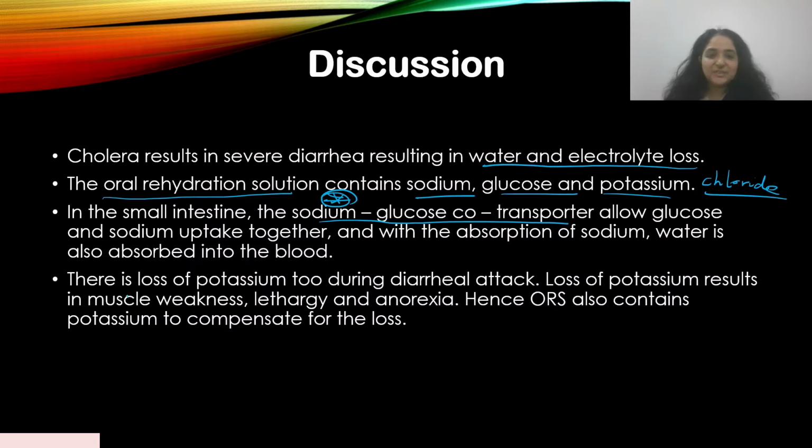All right. So there is a loss of potassium too. Okay. Now potassium also plays a very important role in nerves, right? So during diarrheal attack, the loss of potassium results in muscle weakness, lethargy, and anorexia. Okay. So hence ORS also contains potassium to compensate for the loss. All right.